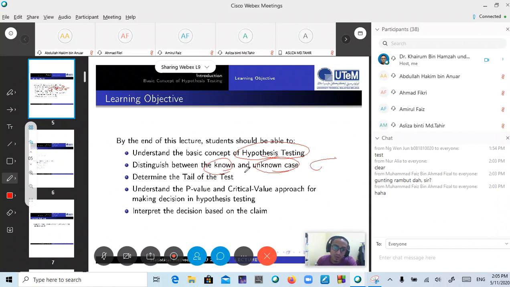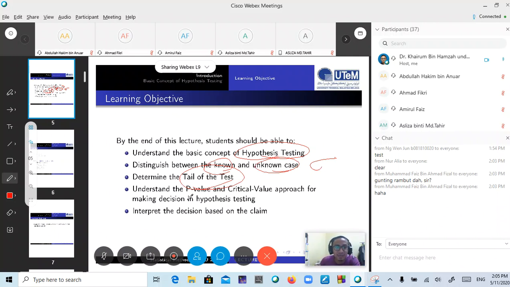If we know the sigma, we use the Z distribution, table Z. Make sure you have the statistical table. If we don't know the value of sigma, which is where we have S, the standard deviation for the sample, we use a T distribution. Then determine the tail of the test. We have three tails: left tail, right tail, and two tail.